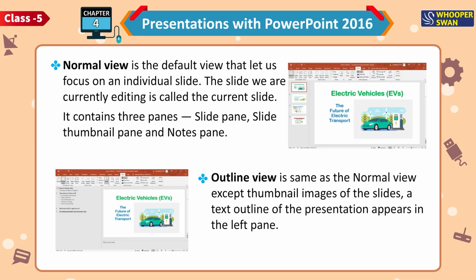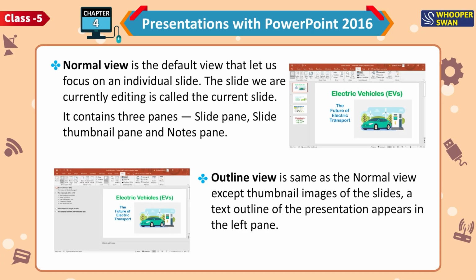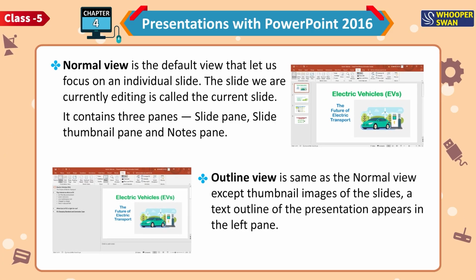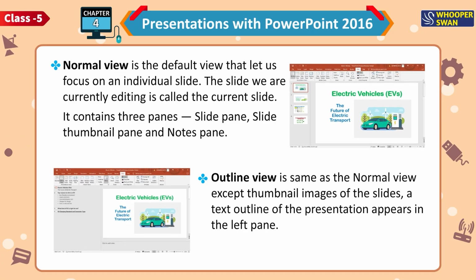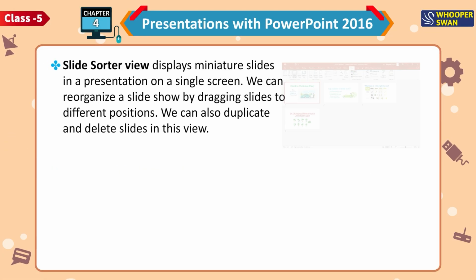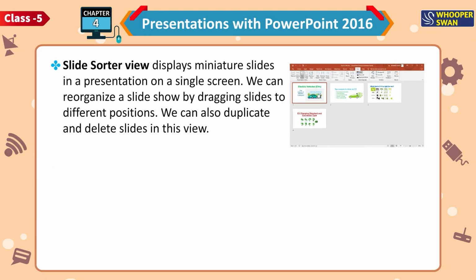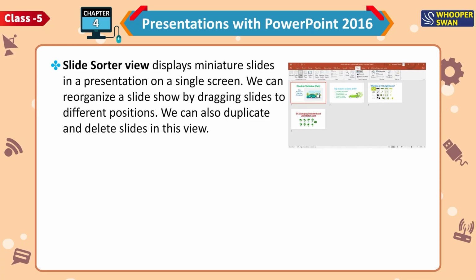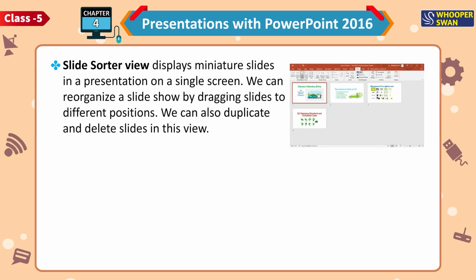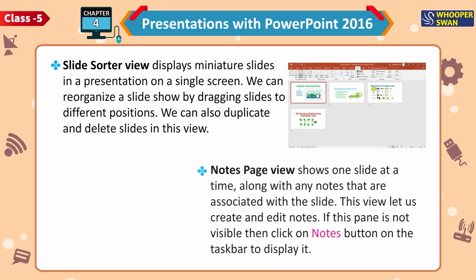Outline view is same as the normal view except thumbnail images of the slides. A text outline of the presentation appears in the left pane. Slide Sorter view displays miniature slides in a presentation on a single screen. We can reorganize a slideshow by dragging slides to different positions. We can also duplicate and delete slides in this view.